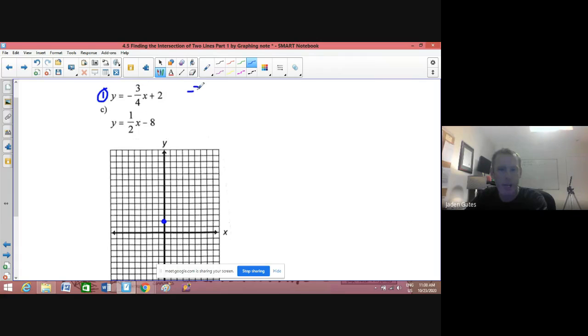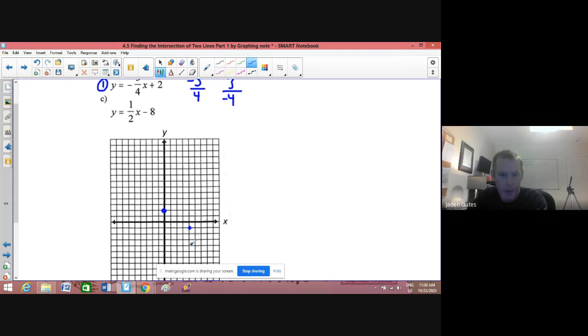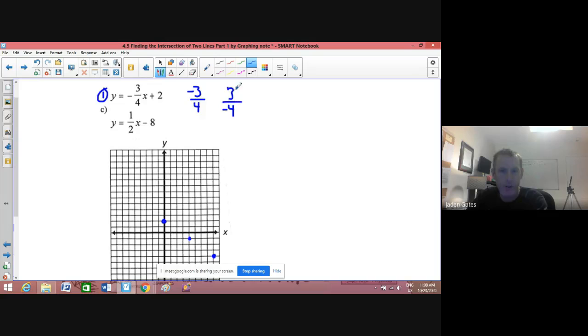My slope, again, could be -3/4, or it could be 3/-4. So I'll try the first one here, which says down 3, right 4. So 1, 2, 3 down, right 4. Plot the point. Again, keep going, down 3, right 4. All right. I could also use the other slope, which is the same slope, it's just written differently, where it says up 3, left 4 to get more points.